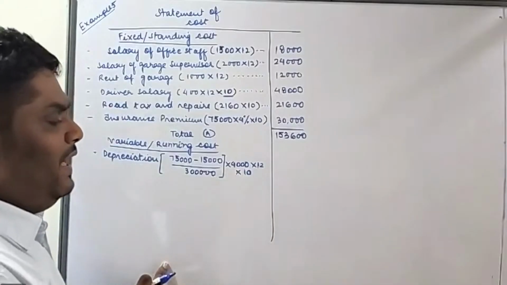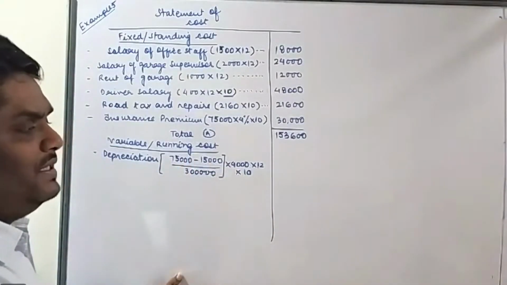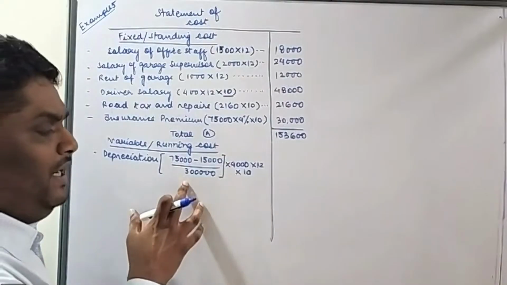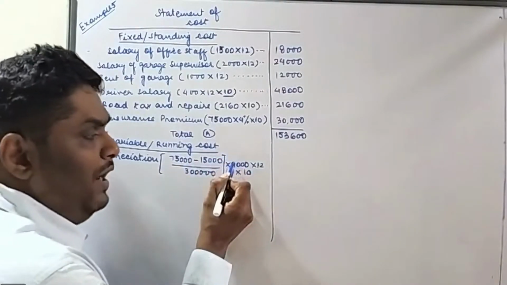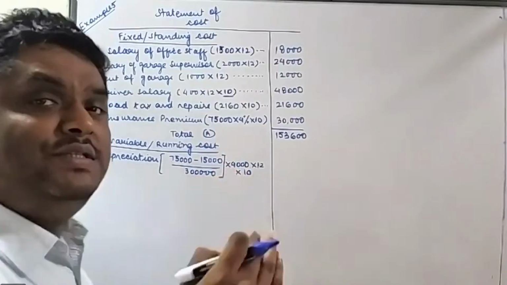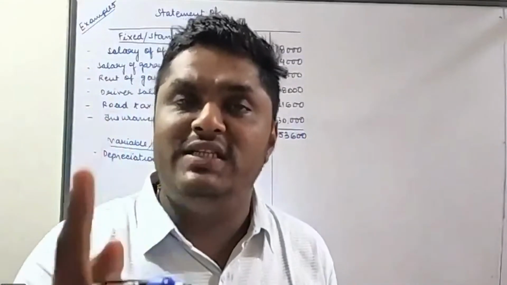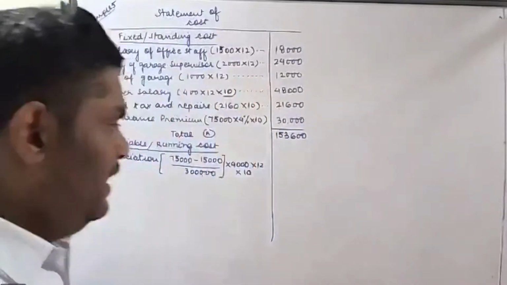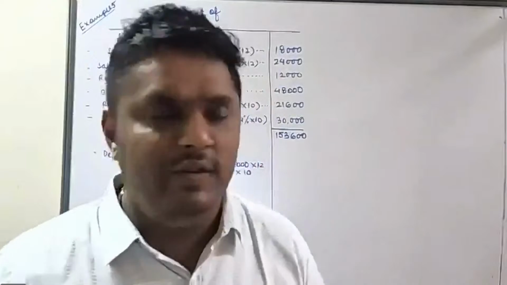I repeat again, guys, 75,000 is the cost, minus 15,000 is the scrap value, divided by my useful life, that is 3 lakh kilometers, into on an average, it runs for 4,000 kilometers in a month into 12 months in a year. So this we will get for one taxi. If we multiply it by 10 taxis, we will get the total depreciation amount for the 10 taxis.